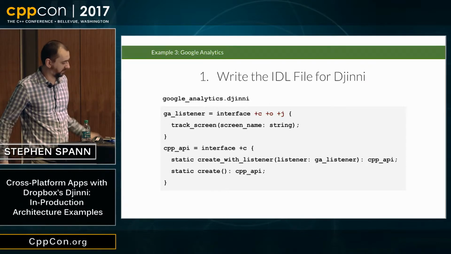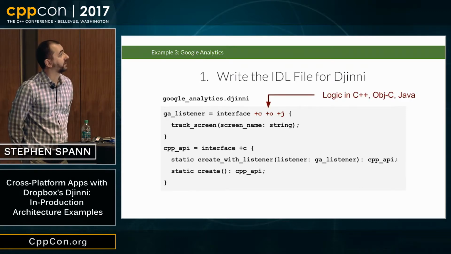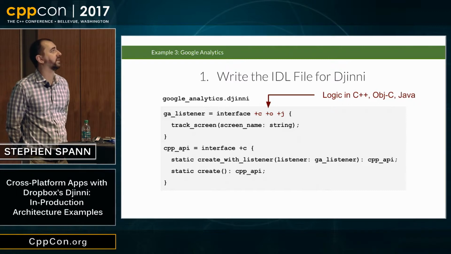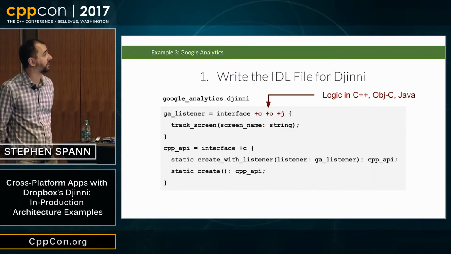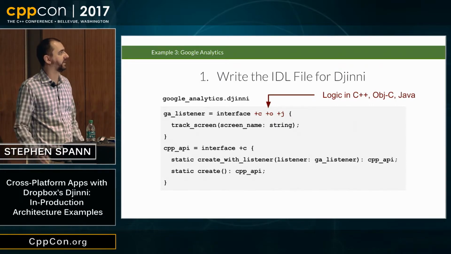One difference here. Okay, so the top part. Our listener now has all three objects. So it's going to create a C++ interface, an Objective-C interface, and a Java interface. They're all going to conform to this interface, which has the overly simplified track screen. It takes a screen name.